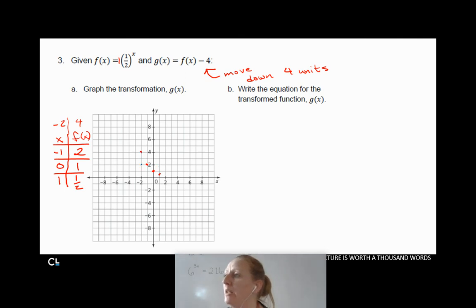So this guy, 1, 2, 3, 4 units down. This guy, 1, 2, 3, 4 units down. This guy, 1, 2, 3, 4 units down. And my little halvesy guy, 1, 2, 3, 4 units down. And now we'll see how well I can do this. Now I'm going to draw my curve.